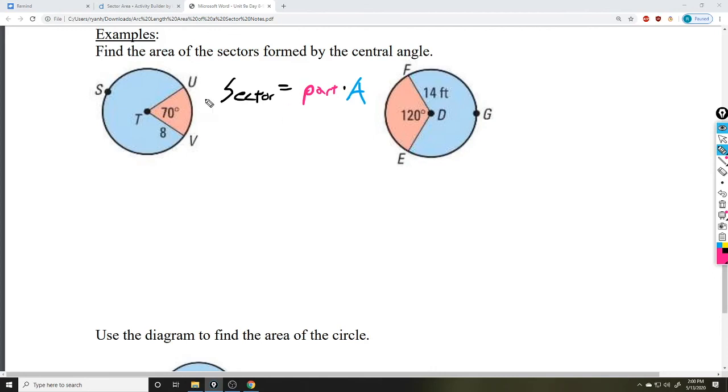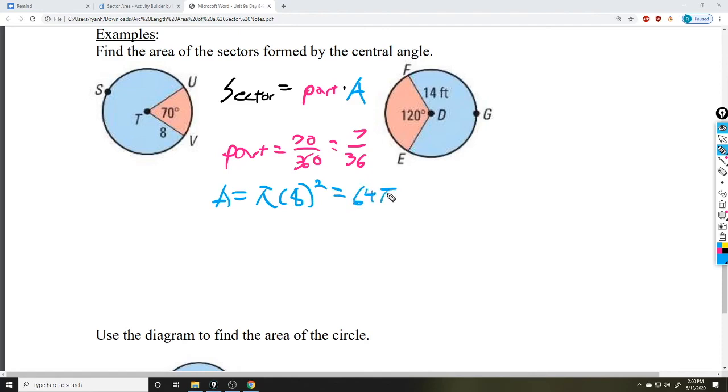All right, area of the sector is still part times the area. So our part here is 70 over 360. Our central angle divided by 360. 70 over 360 is 7 over 36, and I can't really simplify that anymore. So it's going to be 7 over 36. It's going to be a little bit of a messy fraction, but that's okay. Area is pi times our radius squared. Our radius is 8 squared. 8 squared is 64 pi.